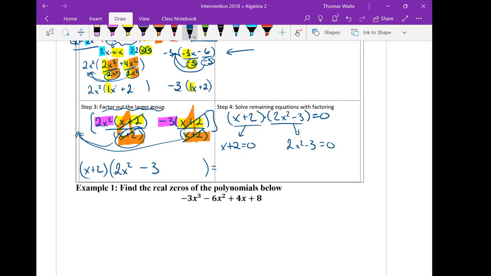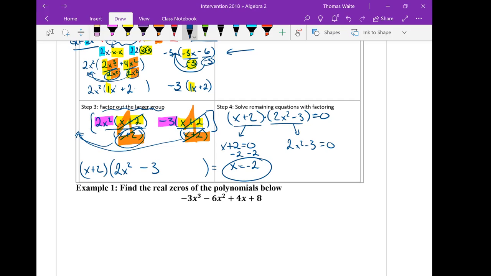So once we're looking for zeros, once we have it factored, we know that either factor could be 0 since they're being multiplied. x plus 2 equal to 0. To solve for x, we would subtract 2, x equals negative 2 would be one solution to this polynomial. And this other one here, we could try and do a similar approach and just solve this equation.